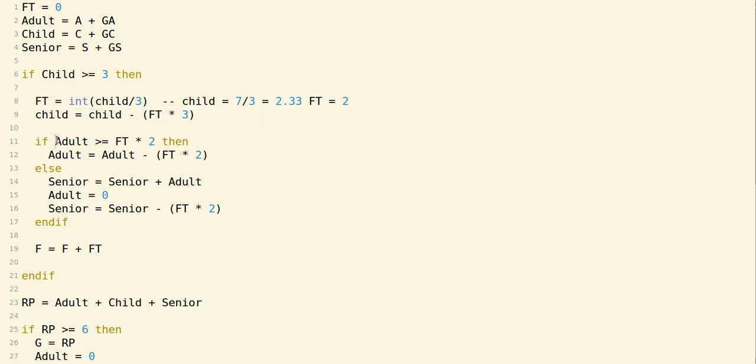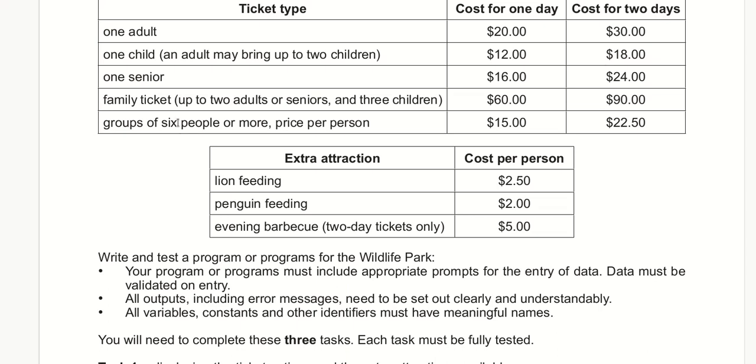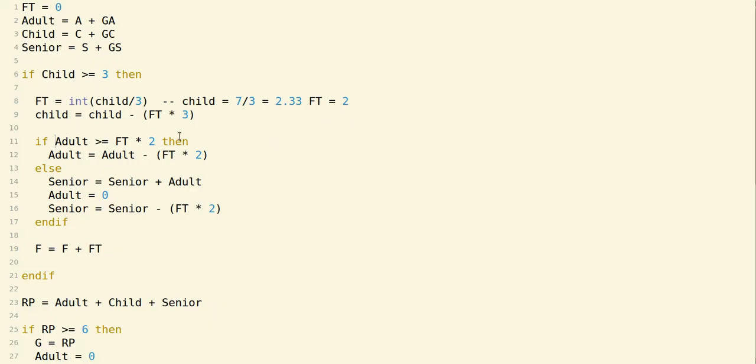After this we have another if statement in which we are trying to find whether the adults are going to be combined to form a family ticket, or whether it's going to be seniors, because either of them could become part of the family ticket as stated in the previous material. In this if condition, I'm checking whether the value of adult is greater than or equal to ft multiplied by 2. If it is, it means we have enough adults to be combined with the family tickets. So let's take a sample value.